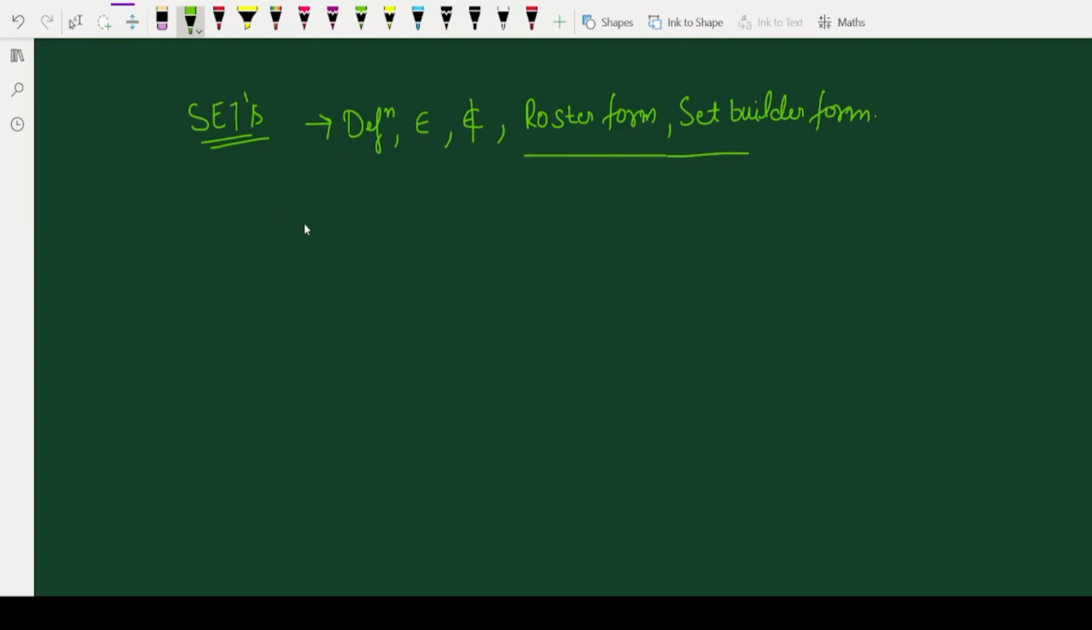In the previous class, I also discussed the empty set and singleton. I hope you remember what an empty set is. The empty set representation is this. A singleton has only one element in it. And finite and infinite.